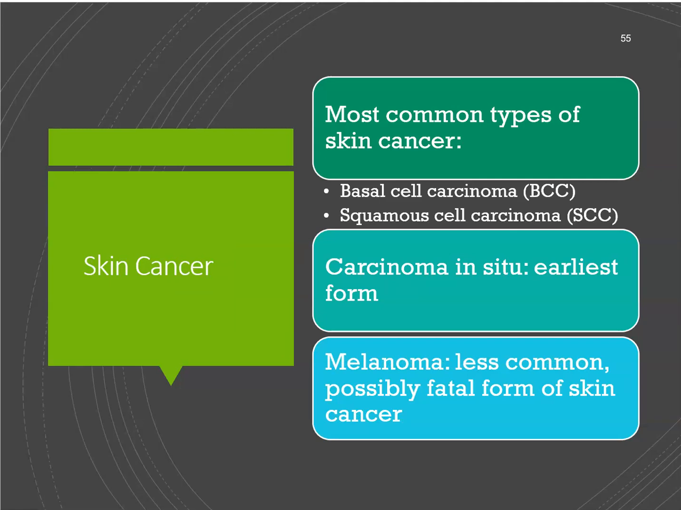Most common type of cancer you would see is basal cell carcinoma or squamous cell carcinoma. Melanoma is less common. Melanoma comes from the word melanin, so pigment that you see on the skin. And it's less common, but if it is cancerous, it is quite fatal.